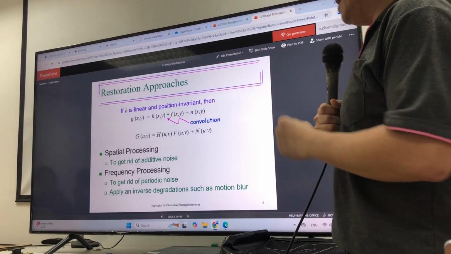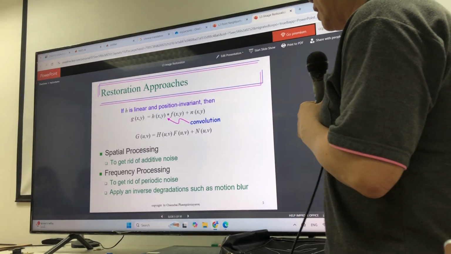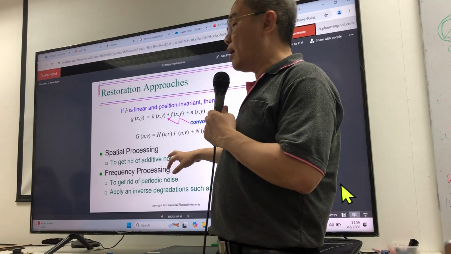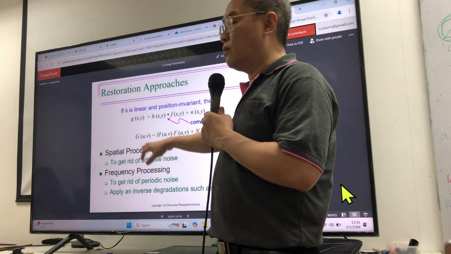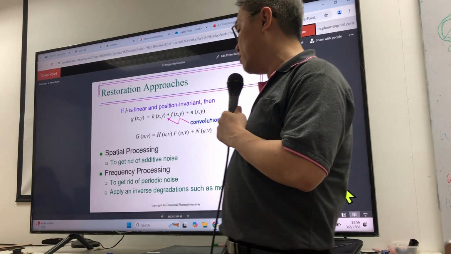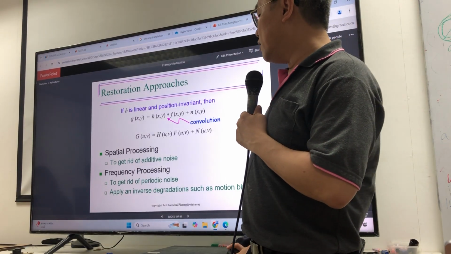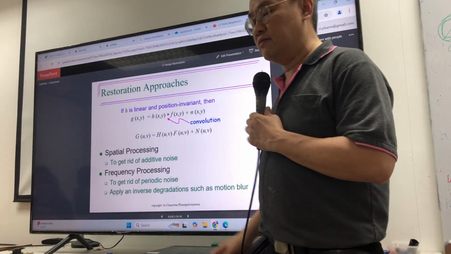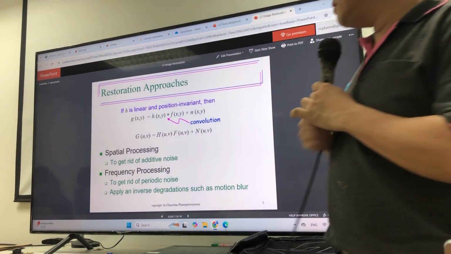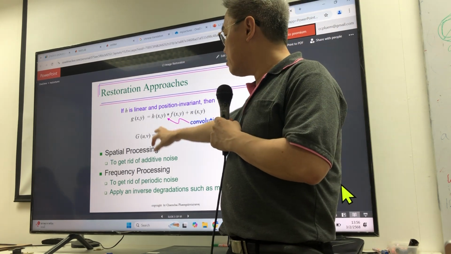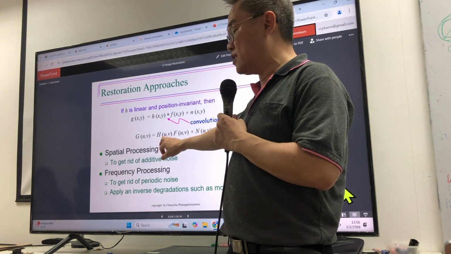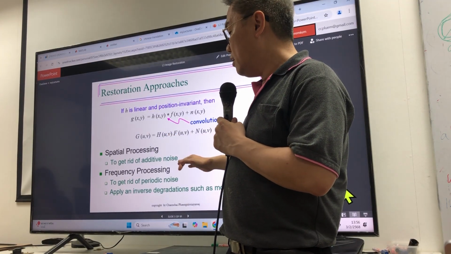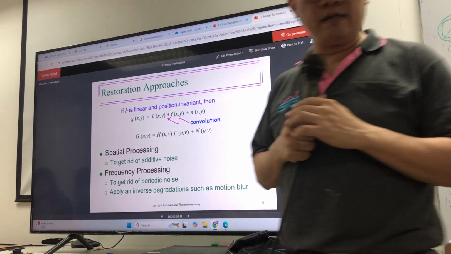Anyway, to get rid of the noise, if it's additive noise, we can just apply averaging filters or anything like that in the spatial domain. However, if it's periodic noise, usually we do frequency processing. And to get rid of this H, the degradation function, usually we can do it in both the frequency domain and the spatial domain.